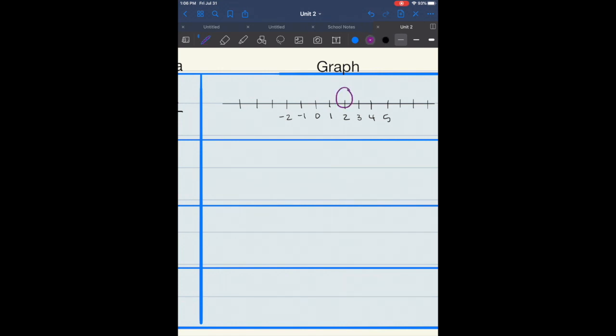And for graphing it, we're going to draw an open circle because it's not equal to, it's just less than. So we signify that with an open circle, and then the arrow is pointing to the left, which is the less than value. So it's pointing towards the smaller numbers, which are left on the number line.